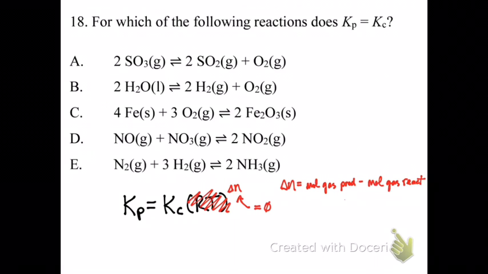In the first one, delta N is equal to 3 moles of gas in the products minus 2 in the reactants, so this is 1, not what we're looking for. In the second one, we've got 4 moles of gas in the products and 0 moles of gas in the reactants, so in this case, delta N is 3. In the next one, we have 0 moles of gas in the products minus 3 moles of gas in the reactants, so it's negative 3. In D, we have 2 moles of gas in the products and 2 moles of gas in the reactants. Hey, guess what? We've done it. We now have our answer.